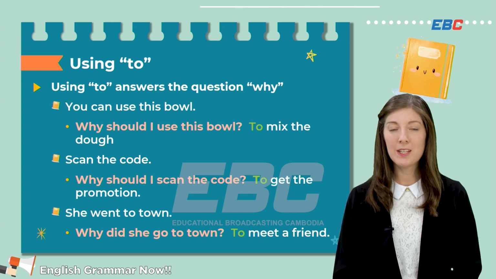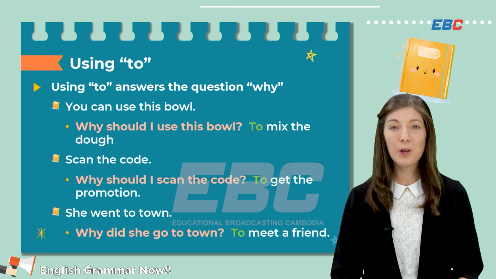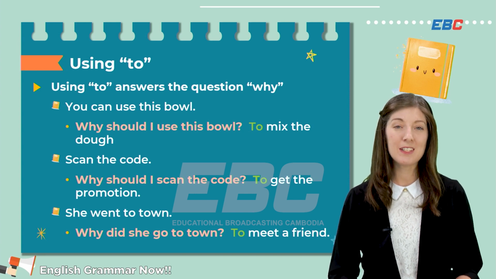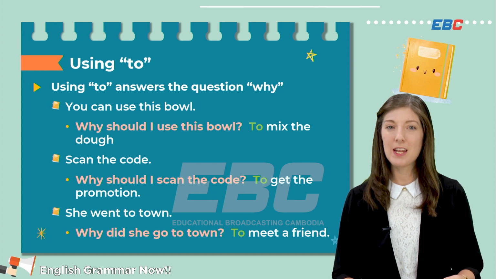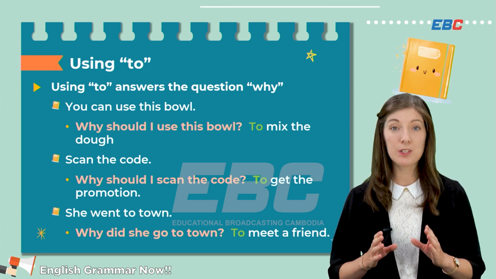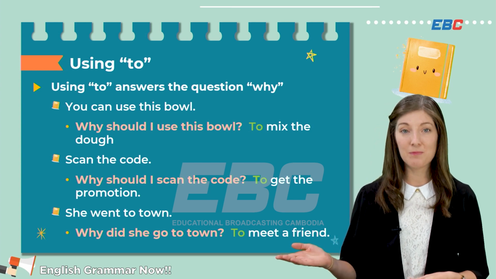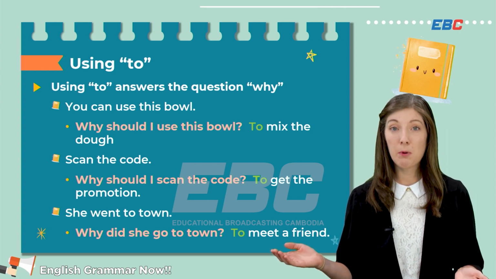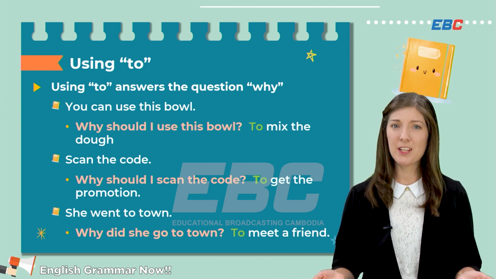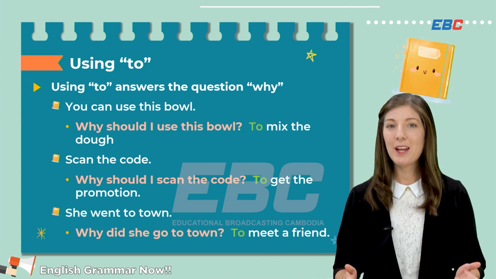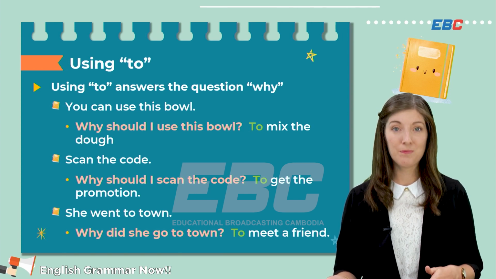Using to in these sentences is adding a reason. So we're answering a question that begins with why. For example, if we take the to phrase out of each of these sentences, you can see what it would look like here. You can use this bowl. Someone might ask a question, why should I use this bowl? Then we add our preposition phrase, to mix the dough.